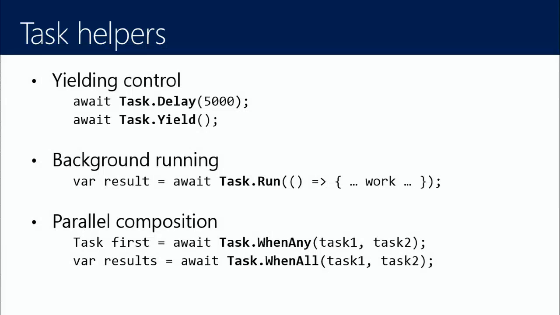Let's say you're on the UI thread. You've been doing work for a while. Remember, between awaits, you have complete control of the UI. Let's say I want to yield control so that something else can pump so I can actually have some updates. I'm able to say await task.yield to do that.